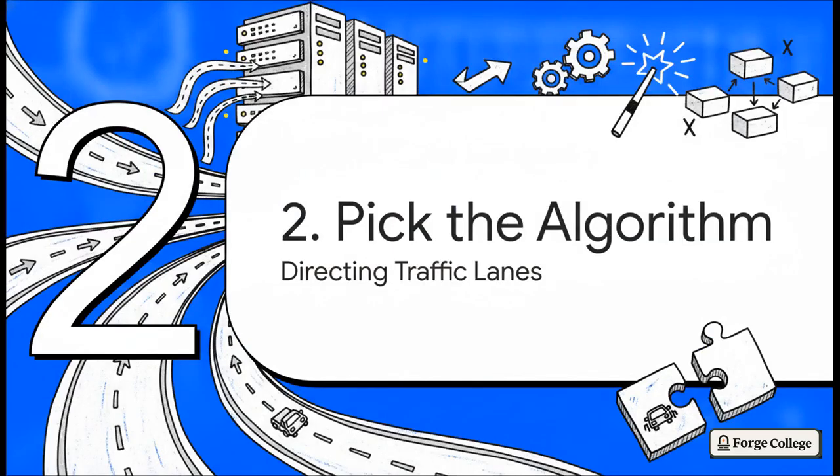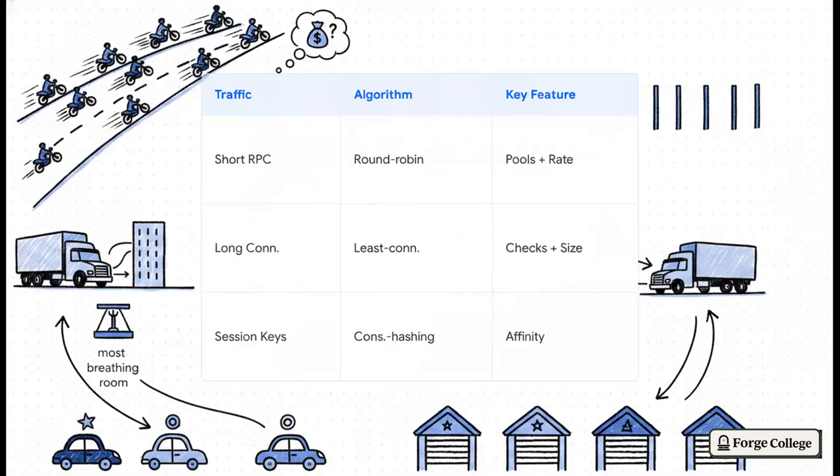Section 2. Picking the right algorithm. Directing the traffic lanes. Now, what's really interesting about this is how we adapt our traffic lanes based on the vehicles actually using them. Because I've got to dispel a myth right now. Algorithm selection is not some one-size-fits-all magic trick. It's a strict matchmaking process between your specific traffic profile and your backend's capabilities.